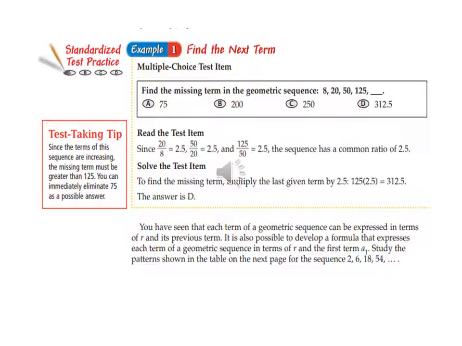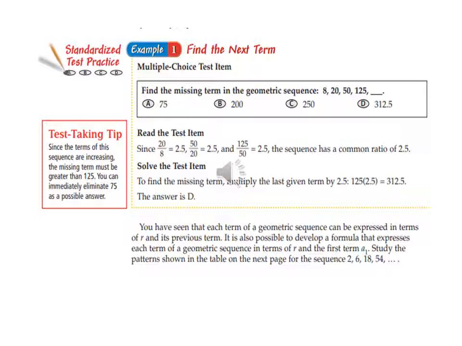You must understand very closely the type of MCQ, multiple choice questions, which are related to the advanced mathematics course. It's very important. You have seen that each term of a geometric sequence can be expressed in terms of r and its previous term. It's also possible to develop a formula that expresses each term of a geometric sequence in terms of r and the first term A sub 1.